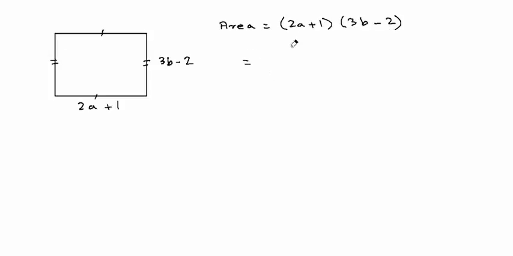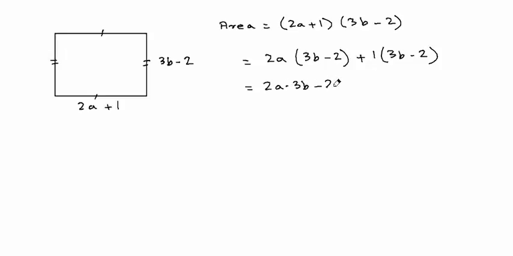And this is going to be equal to 2a times 3b minus 2 plus 1 times 3b minus 2. Open up the parentheses, meaning multiply 2a with each one of these terms inside the parentheses. 2a times 3b, 2a times 3b minus 2a times 2. Plus, it's this plus, 1 times 3b is 3b, and 1 times negative 2 is negative 2.